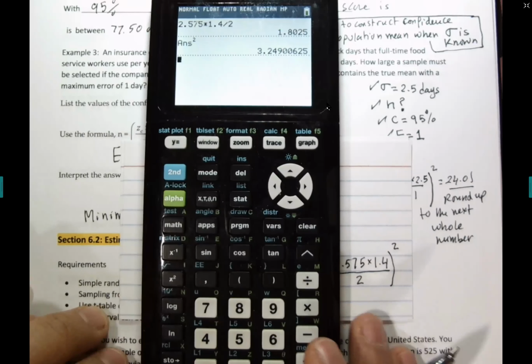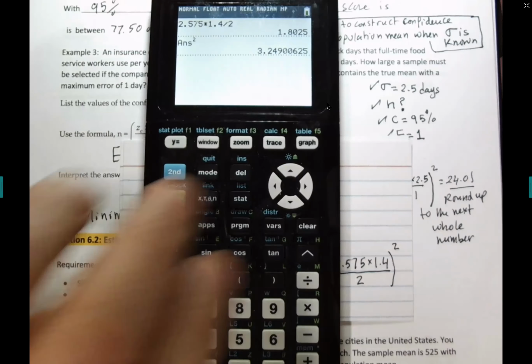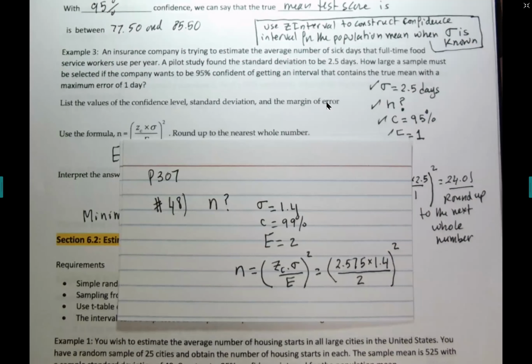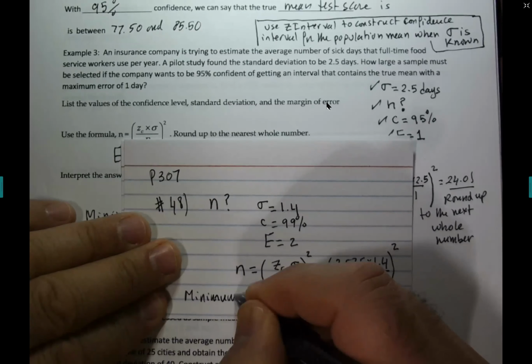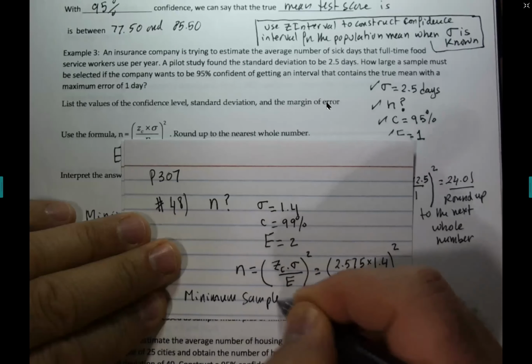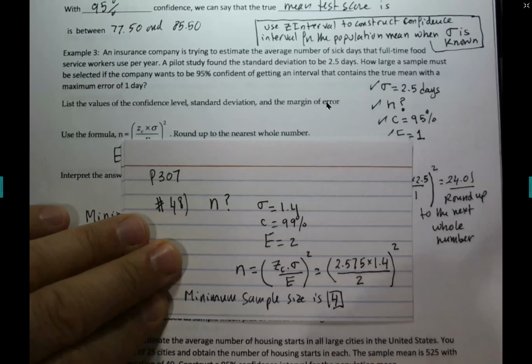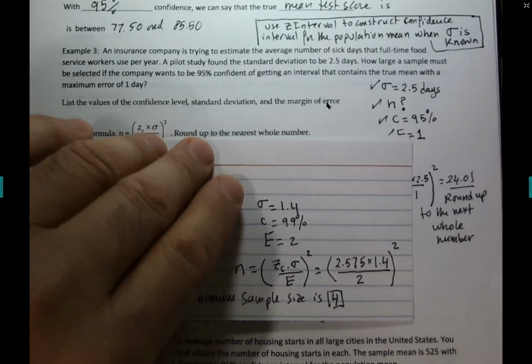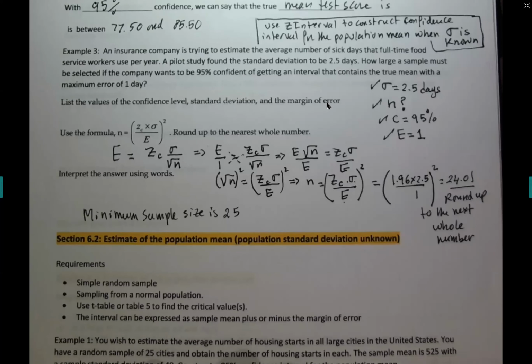So what would be your sample size, guys? My answer is 3.249. So you should round up to what? 4. Minimum 4 or more. Anything 4 or more will be good. Minimum sample size is 4. All right. That is for section 6.1.